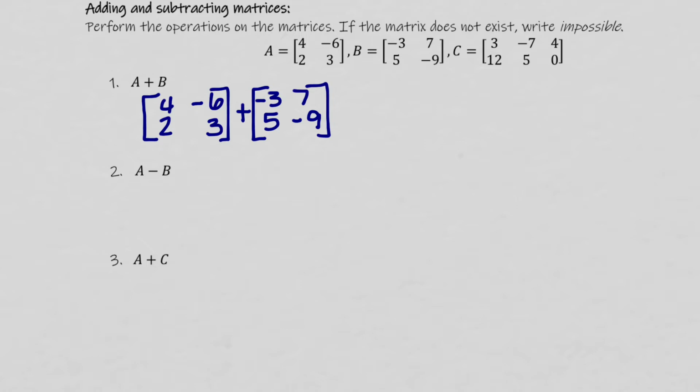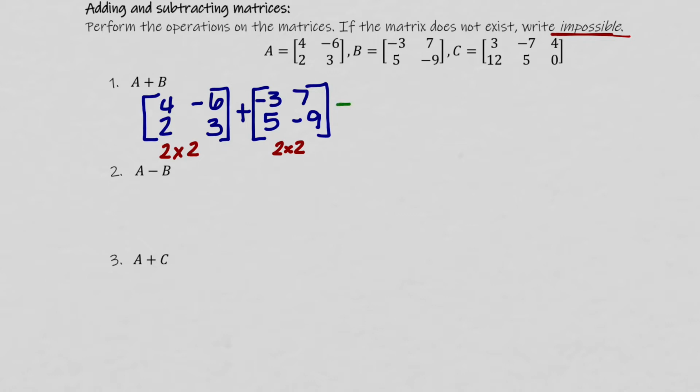Now, just to double check, are they the same size? Well, this is a 2 by 2 matrix, and this is a 2 by 2 matrix. So they are the same size, so I can actually add them together. If you can't add them together, you're going to write impossible, okay? But in this case, we can. So let's go ahead and add them together.